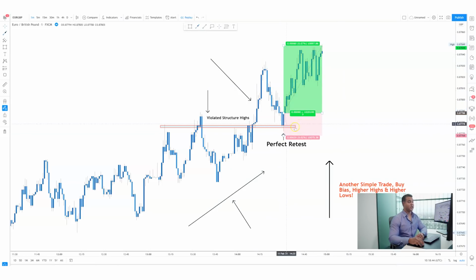And we can see here again, another beautiful engulfing candle close. Nice retest of structure, as I've put it here, perfect retest. And another simple trade, buy bias, higher highs, higher lows, engulfing candle entry, and targeting our 1 to 3s here. This is our range. We smashed through this, and then we continued up to make our last endeavor, which is the 1R for our 1 to 3.